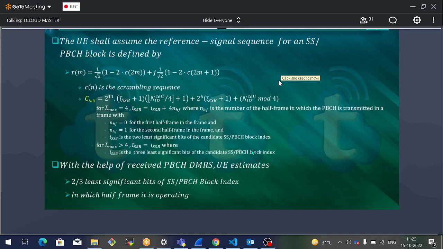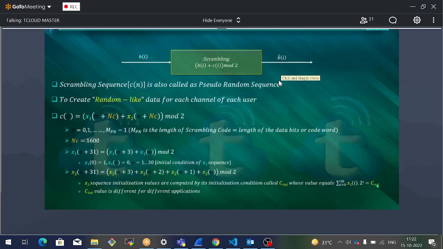If these numbers change, if the SS/PBCH block changes, the c_init changes. If c_init changes, the x2 sequence changes. If the x2 sequence changes, your scrambling sequence changes, because all are interdependent. Based on c_init, you compute the first 31 values of x2. If the x2 sequence changes, irrespective of x1 being fixed, c(n) changes, because c(n) is computed from the x1, x2 modulo operation over here.